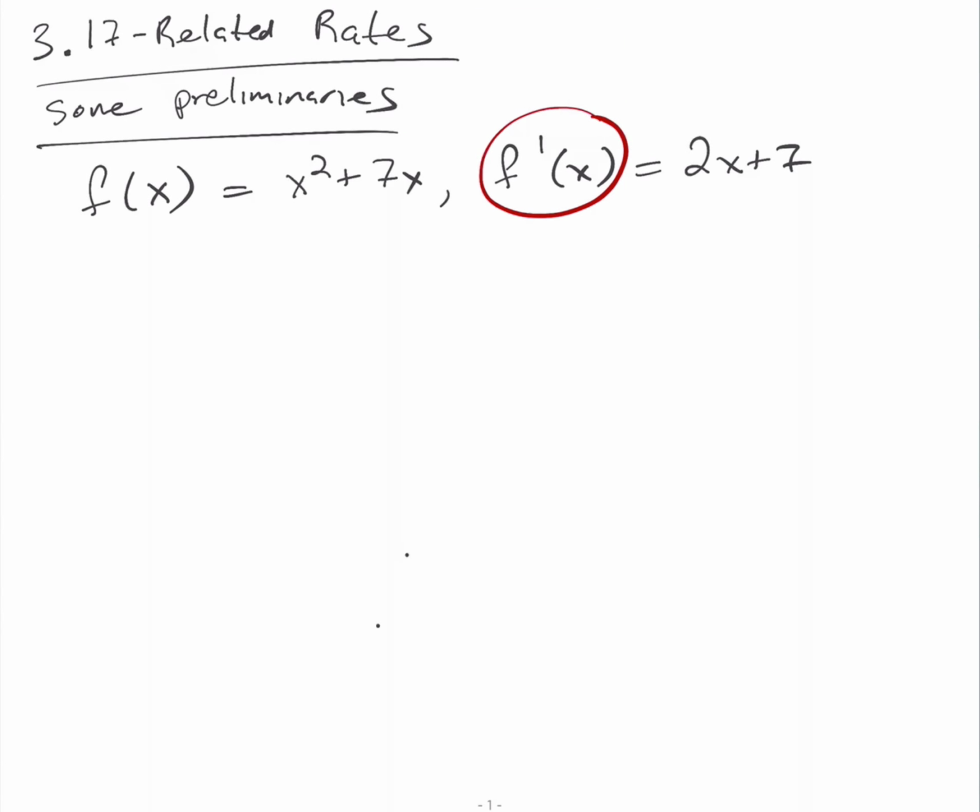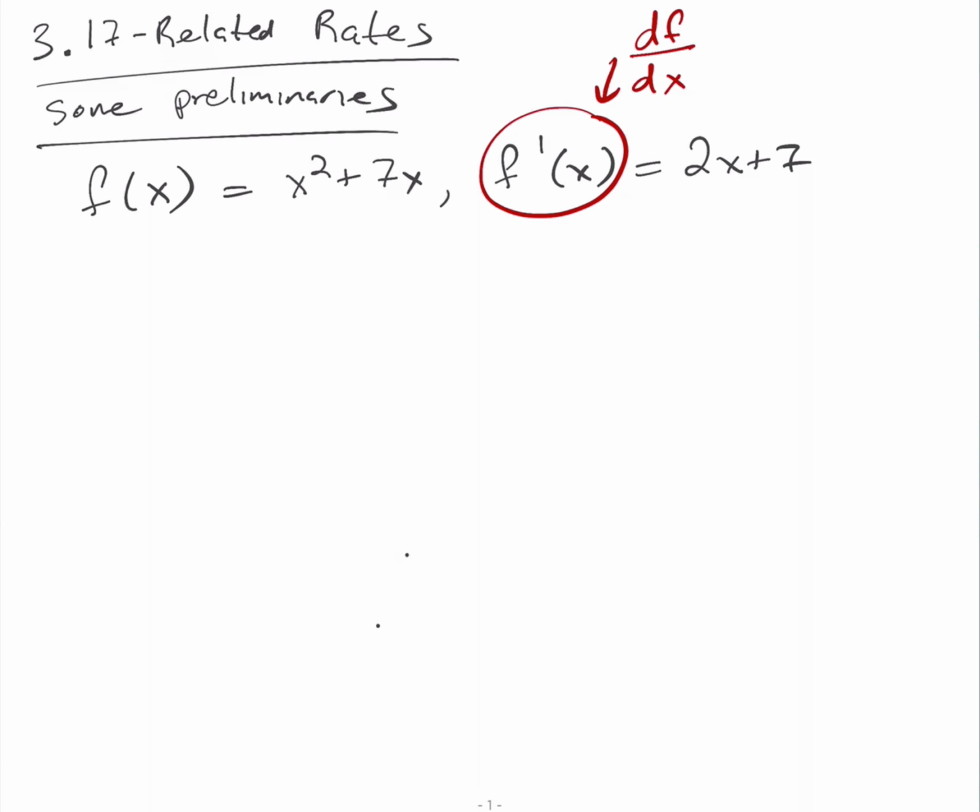And when I write this down like that, what's the derivative that I'm getting? I'm getting the derivative with respect to what? X, right? So this is typically implied. I'm getting the derivative of f with respect to x.